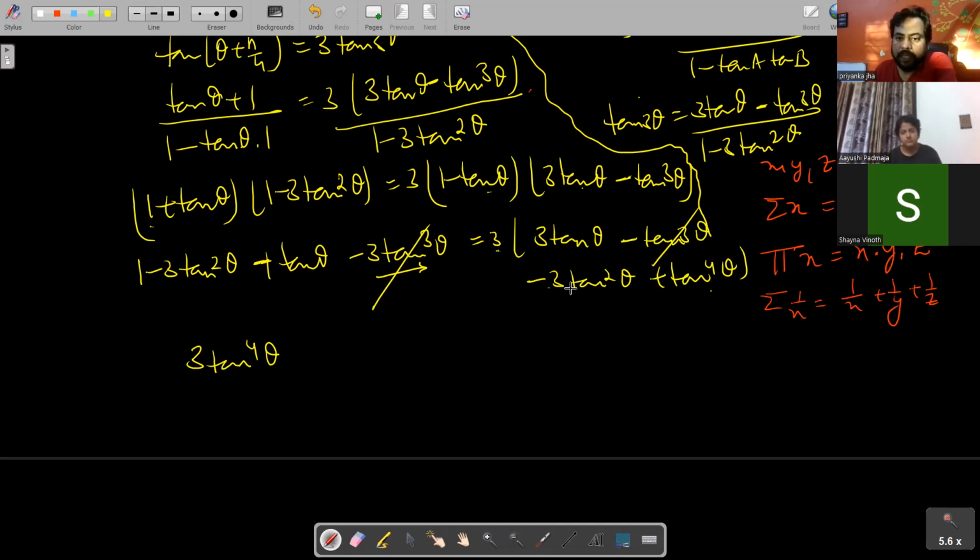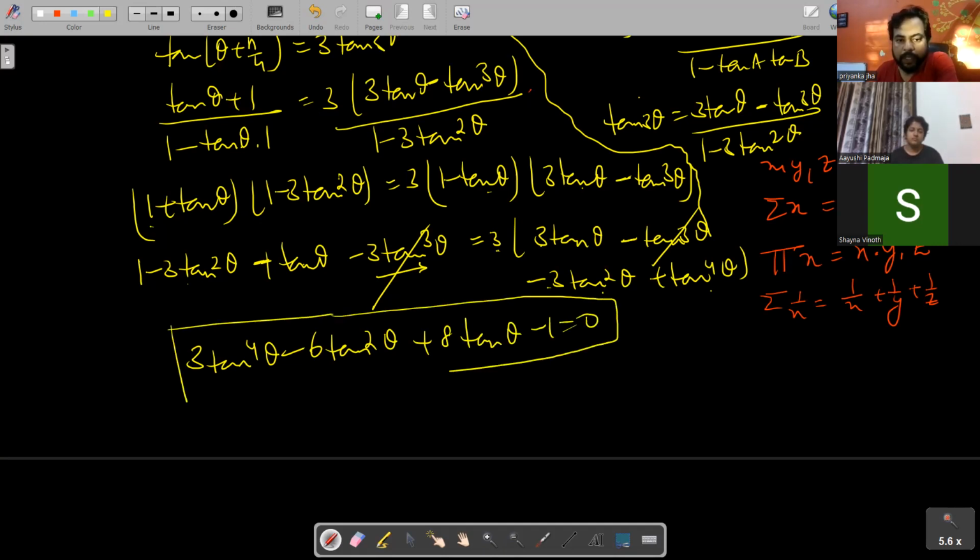And this is minus 9 tan square theta and this is minus 3, so it will come this side and become positive. So minus 9 plus 3, that is minus 6 tan square theta. This is 9 tan theta and 1 tan theta, so it is positive. It will come this side and become minus, so 8 tan theta. And this minus will come this side. So this is the biquadratic equation, meaning a 4-degree equation.